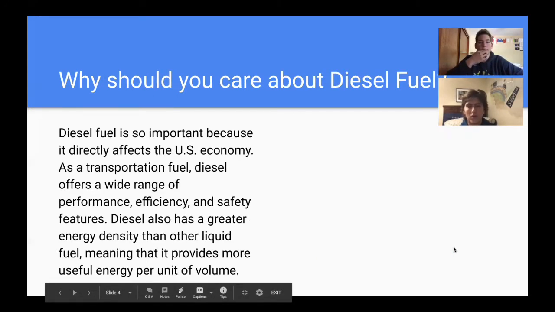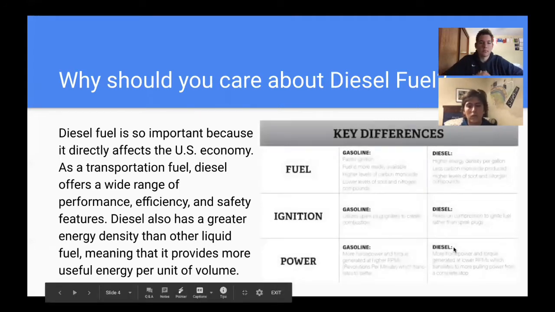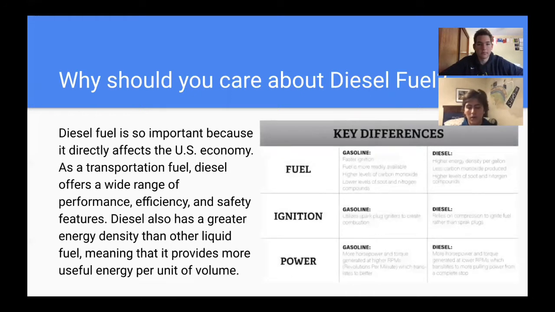Why should you care about diesel fuel? It is important because it is very impactful to the US economy. Diesel offers a wide range of performance, efficiency, and safety features.